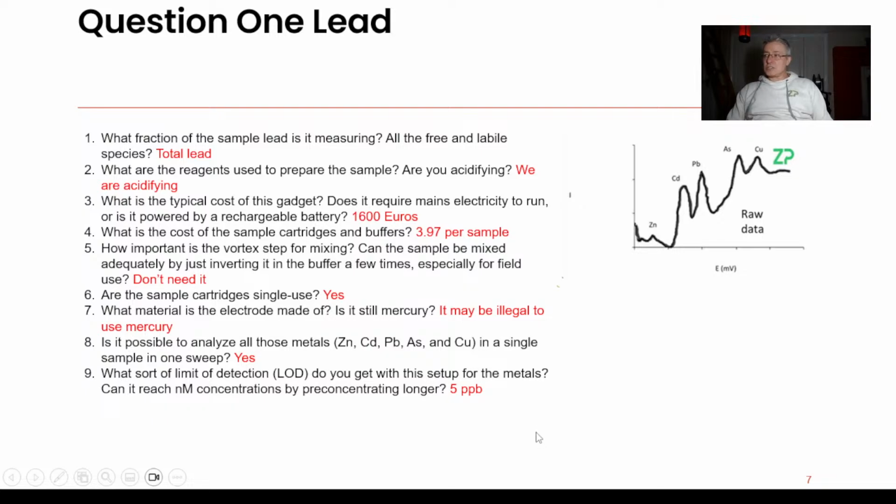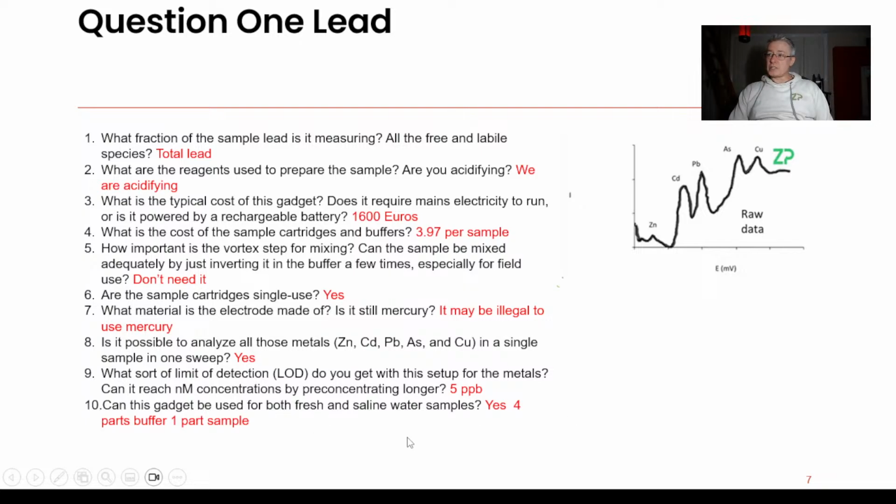What's the limit of detection? We can get down to about 5 ppb. I didn't turn that into nanomoles. I should be enough of a chemist to be able to do that, but I don't think I could do it off the top of my head. But I work in ppb sometimes because the water industry is parts per million, parts per billion, even parts per trillion. They're very interested in PFAS at the moment, these forever chemicals, and those could be in parts per trillion. But the quick answer is 5 ppb.